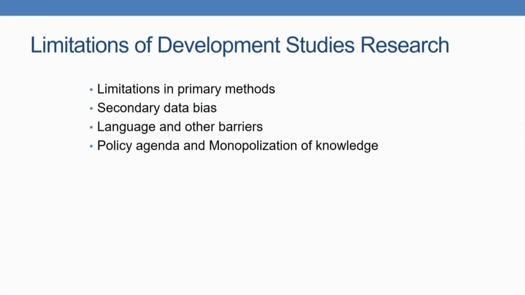Let us look at what the limitations of development studies research are. The limitations are in primary methods, secondary data bias, language and other barriers, and the policy agenda and monopolization of knowledge. Now, some of these apply to research in industrialized countries as well as developing countries, but not necessarily to the same extent or in the same way. For example, an interviewer with an upper class English accent may get an unsympathetic response from a working class respondent. So it is important to keep the limitations of DS research in mind.